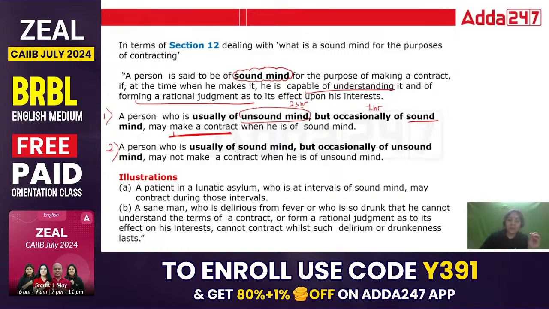Second point, the person is usually of sound mind, just like us. But occasionally, for 1 hour, any person can become unsound. So when that person becomes unsound, he cannot make a contract. The conclusion is that only a sound person can do the contract. That's it. So this is a very important point.